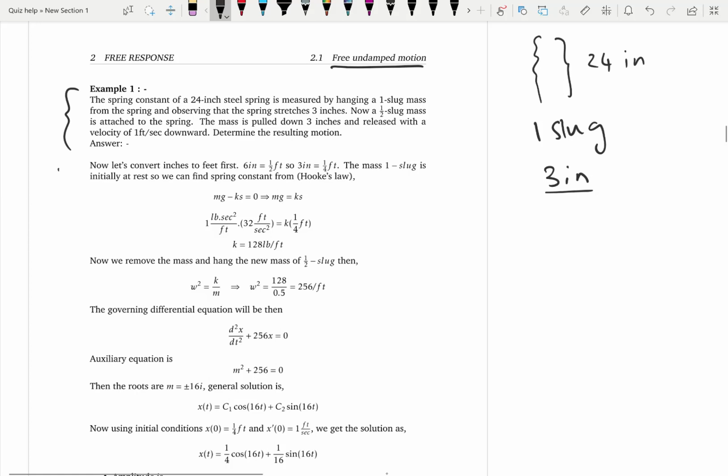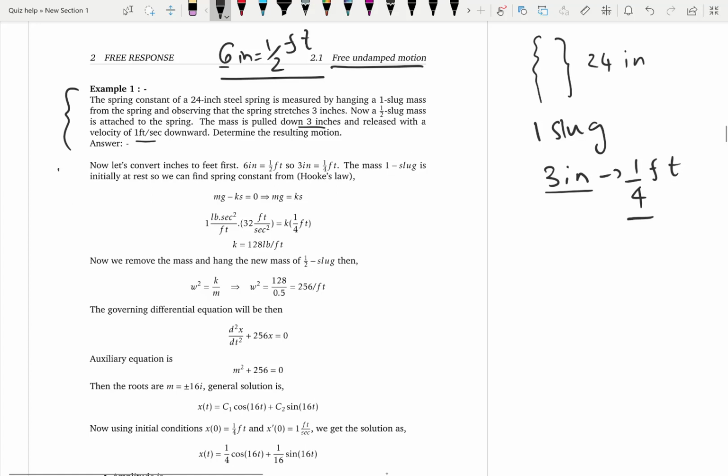So the mass is pulled down 3 inches and released with 1 feet/second downward. Let's get into that later. But you have to work with American units. So 6 inches is represented by half a foot, so we will have to write everything in feet. That means 3 inches is actually 1/4 feet. Half of 6 is half of half, which is 1/4.